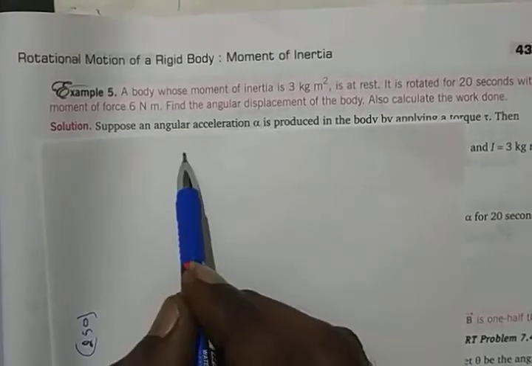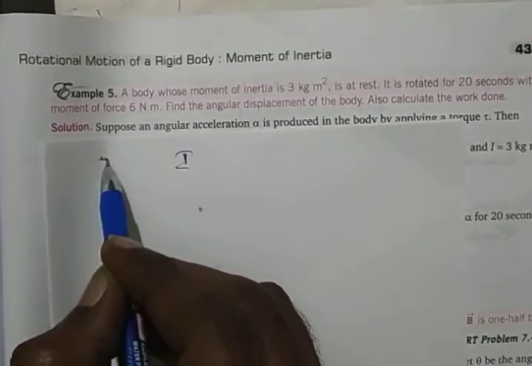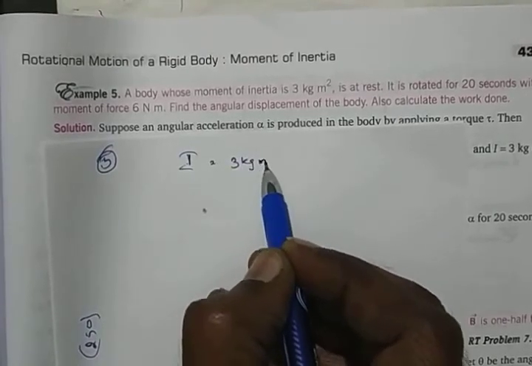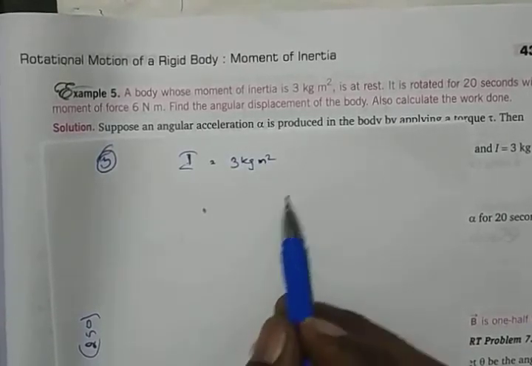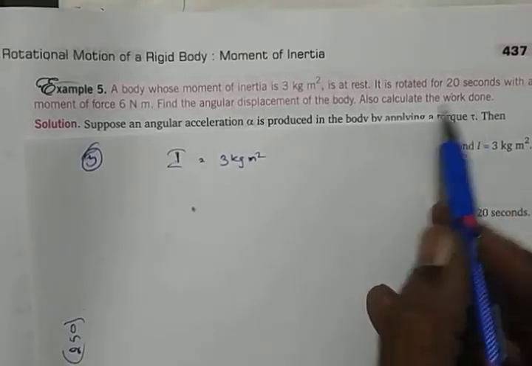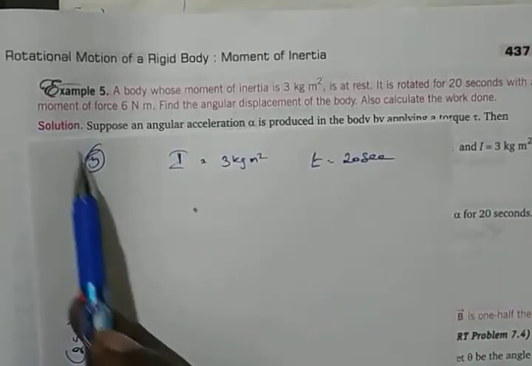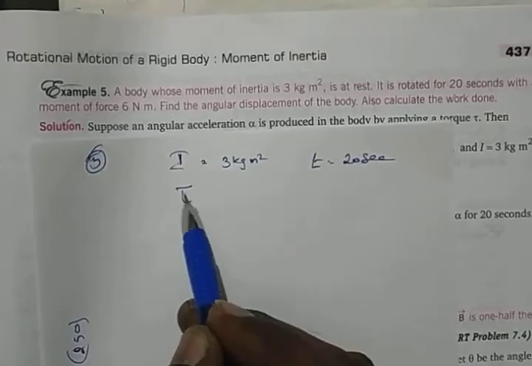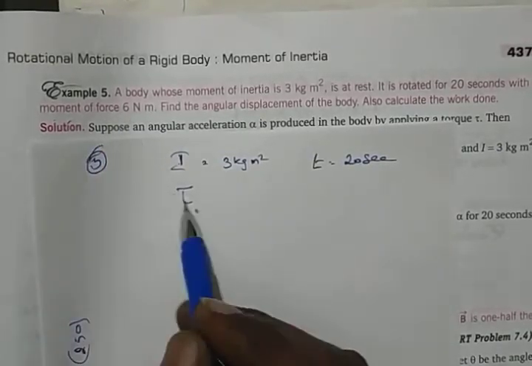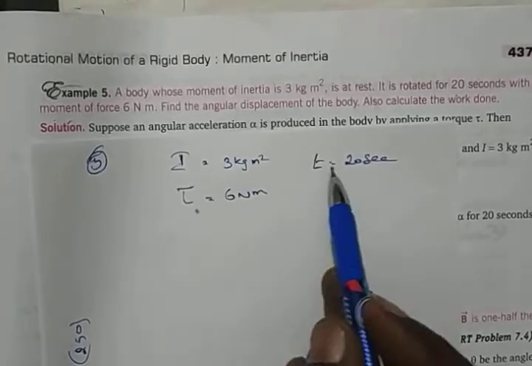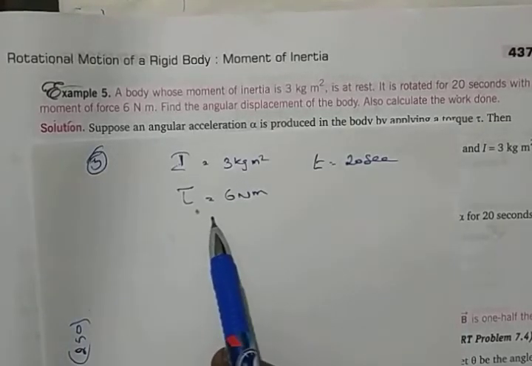So I is the moment of inertia, fifth question. It is equal to 3 kg meter square, already given here. It is rotated for 20 seconds, time is given here as 20 seconds. With the moment of force, torque is given here. Moment of force means torque is equal to 6 Newton meter. Three important parameters are given here. Now look at this one.